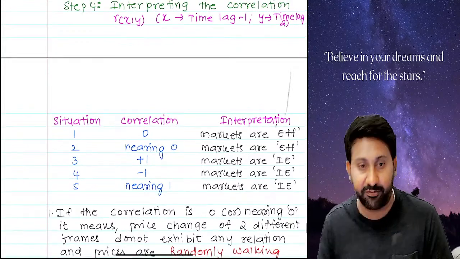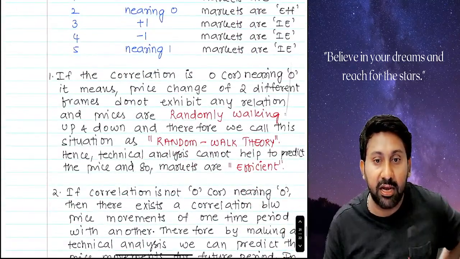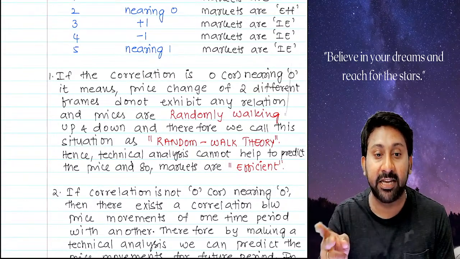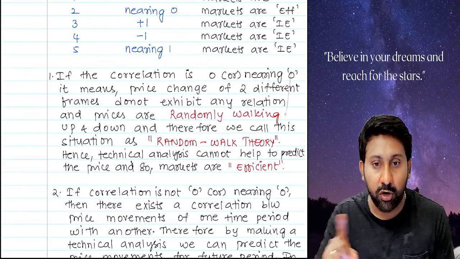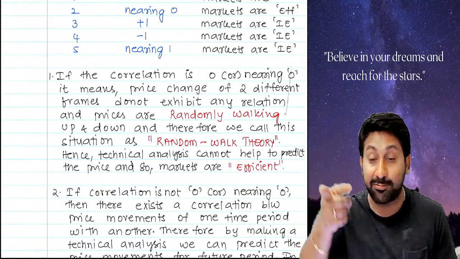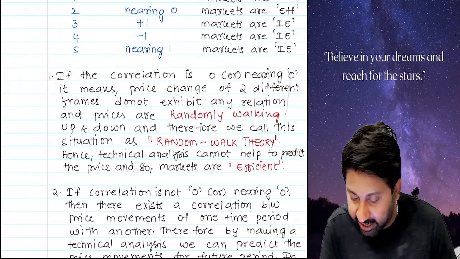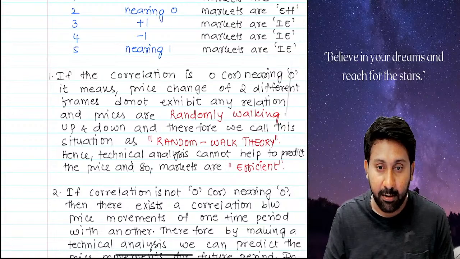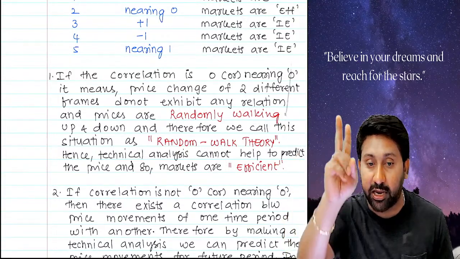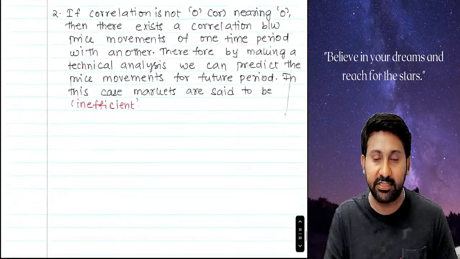If the correlation is 0 or nearing 0, it means the price changes of 2 different time frames do not exhibit any relation. They are randomly walking. That's why in the study material you will see a concept called random walk theory. Markets are efficient if prices are randomly walking up and down. Okay, this is all the analysis.